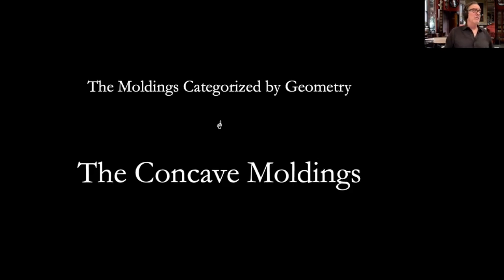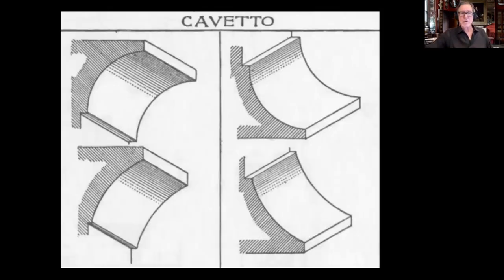The next category is the concave moldings. These are curved moldings which are depressed from the surrounding surface, not convex, but concave. Curved moldings which are depressed from the surrounding surfaces. And the first one is the cavetto. Very important molding, the cavetto.